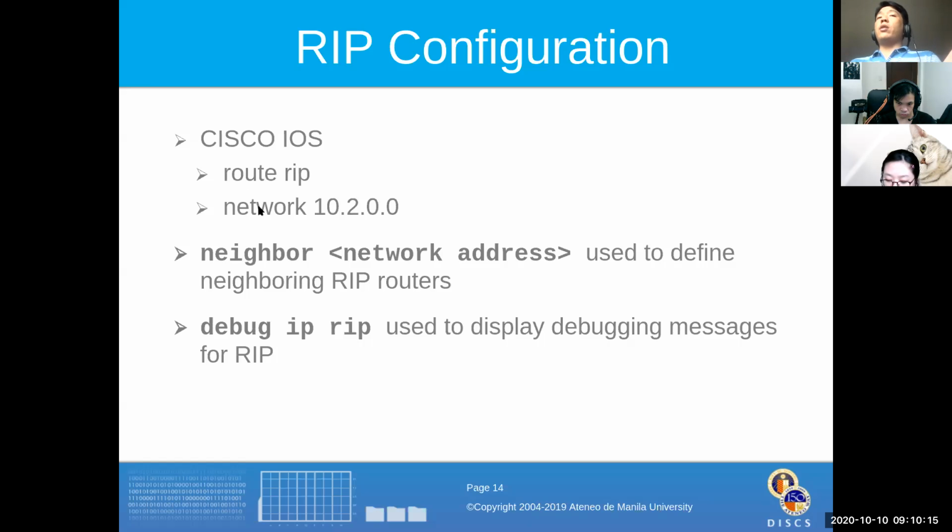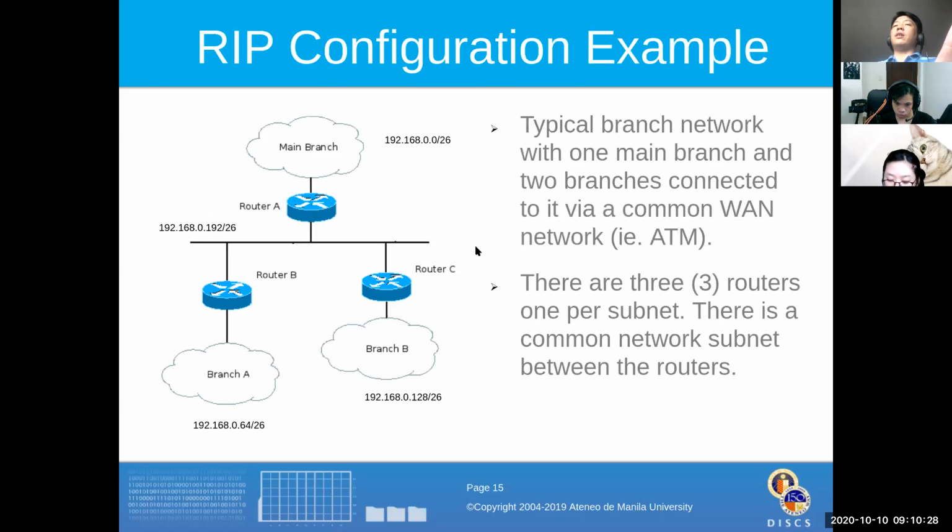So this is the network you are connected to. My network is 10.2.0.0. You can also set a mask, by the way. If there's no mask, by default, it assumes it's /16. And set the neighbor. So you type neighbor and the IP address of your neighboring router.